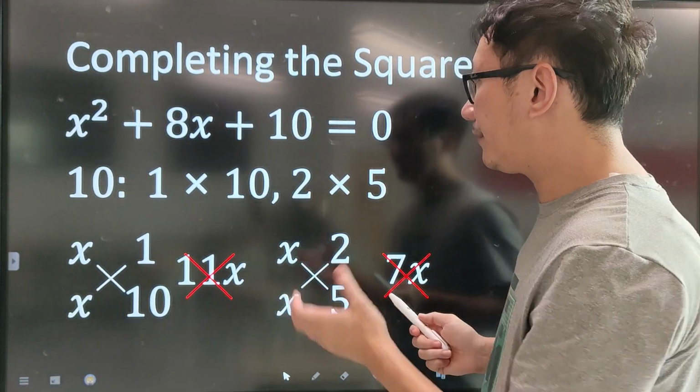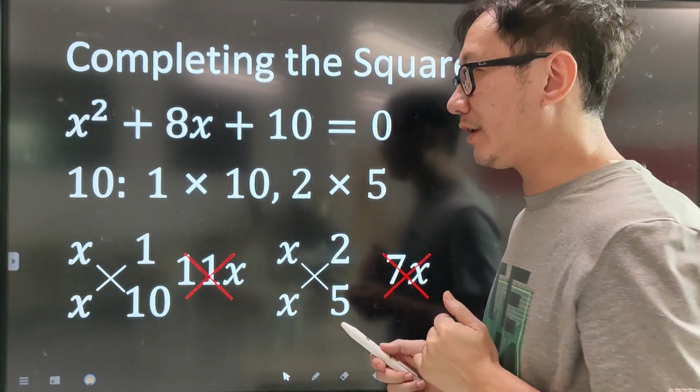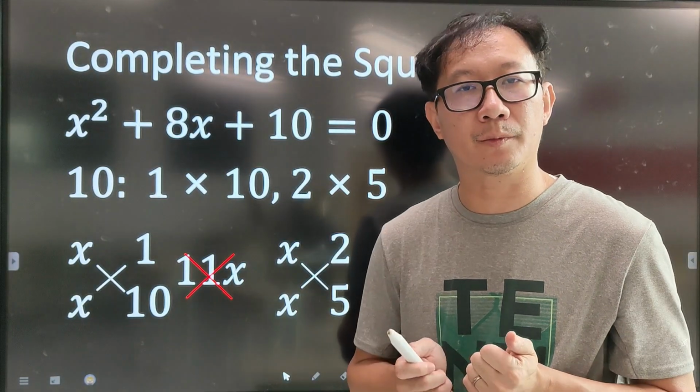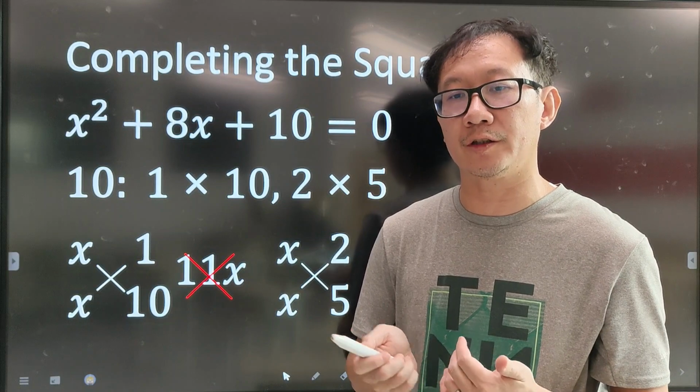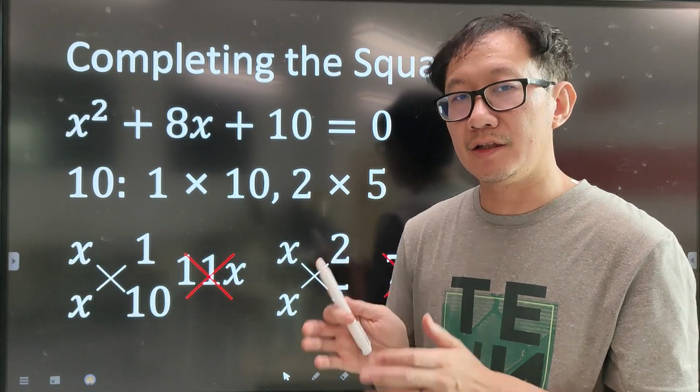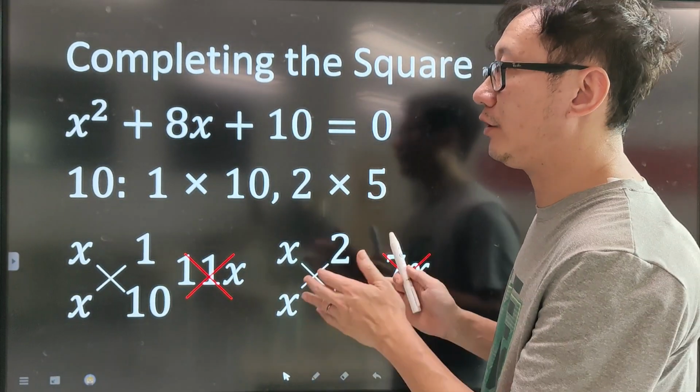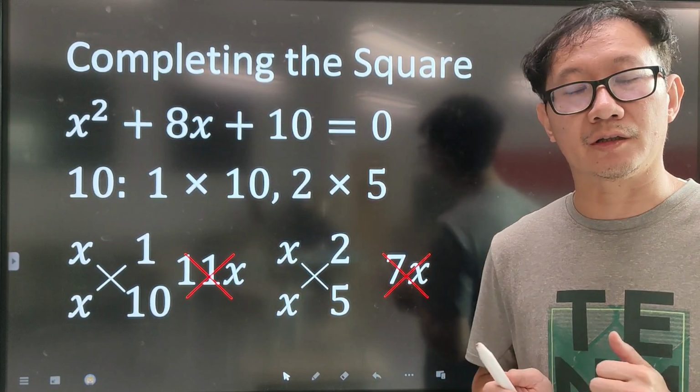So obviously, this quadratic equation can't be solved by factorization because factorization only works over a set of integers. And this is why we need to learn a new technique called completing the square.